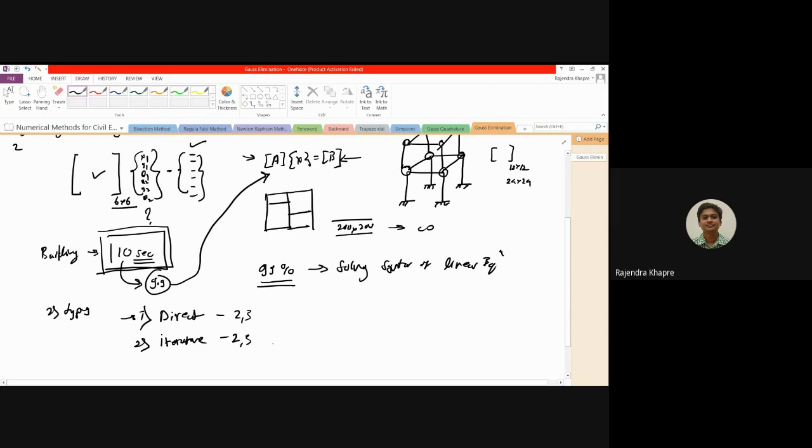Now the difference between direct and iterative methods is like this. In the direct method, the steps are defined. Then also the number of calculations is defined.